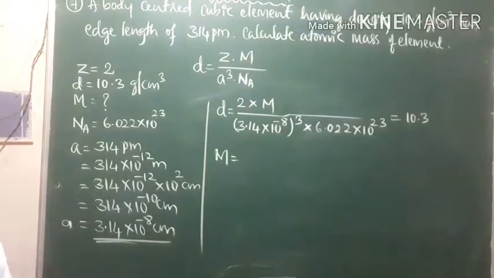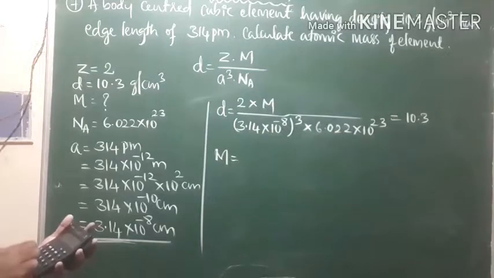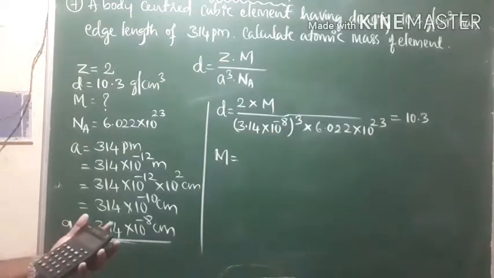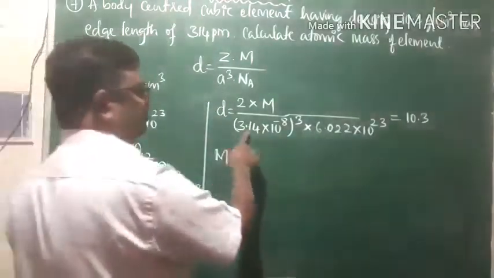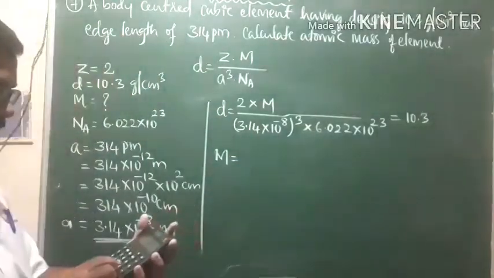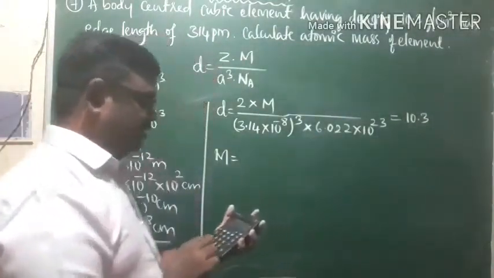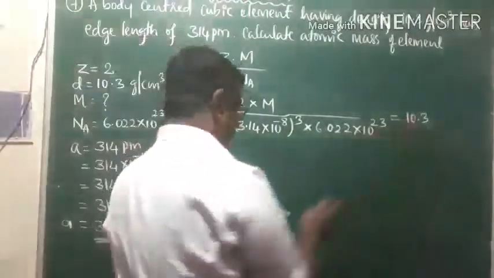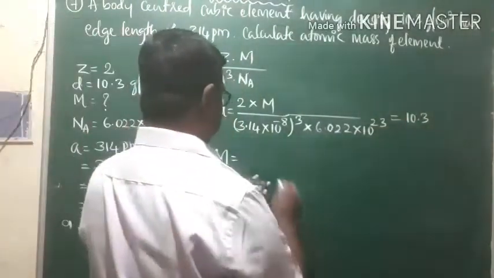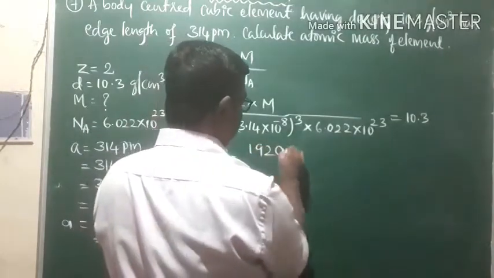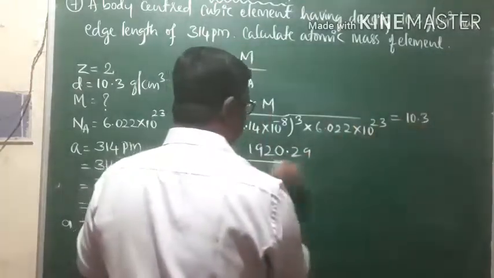Do 3.14 whole cube first, and that comes out to be around 30.95, into 6.022, into, cross multiplying, 10.3. It comes out to be around 1920.29. See, after cross multiplying all this, this is what we get in the numerator.